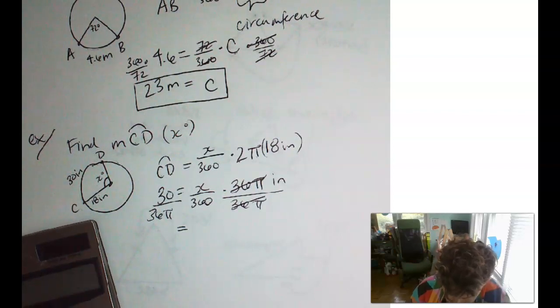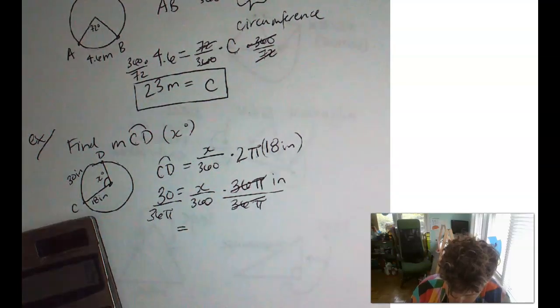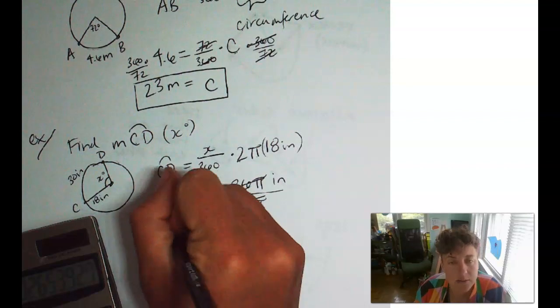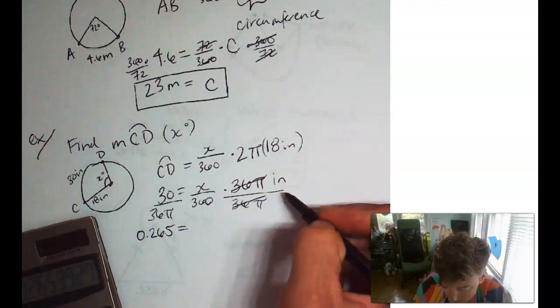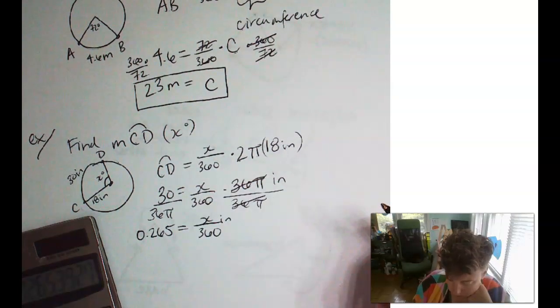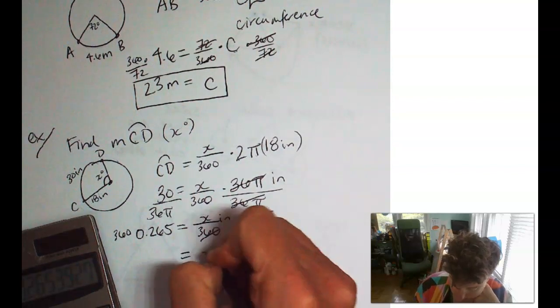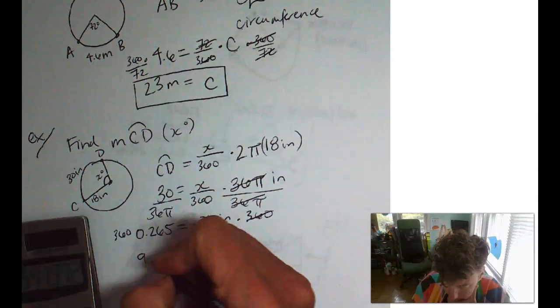Let me just double check that. It should be a decimal for sure. 36 times pi. Okay, cool. We should get 0.265. Let's keep a couple decimals. These canceled out. We still have x inches over 360. We're very close. Let's just multiply both sides by 360. So these cancel out, and we'll be solving for x and get 95.5.